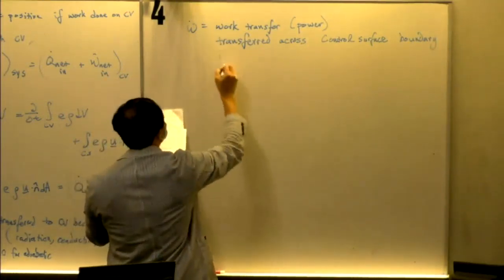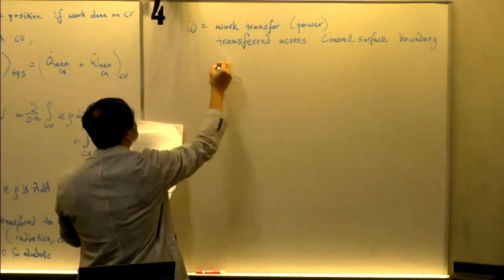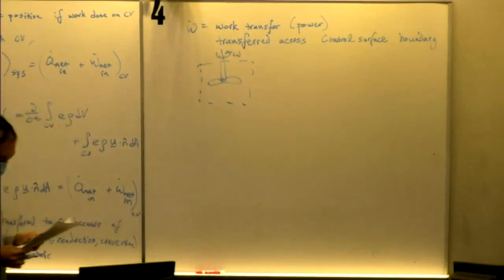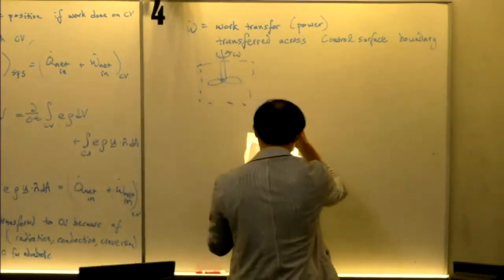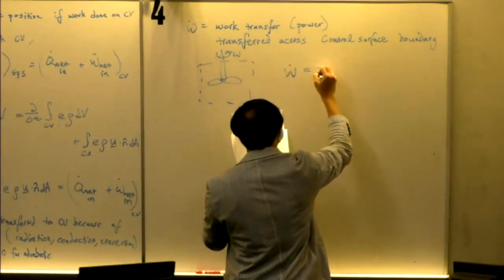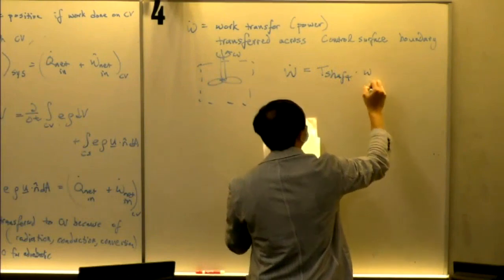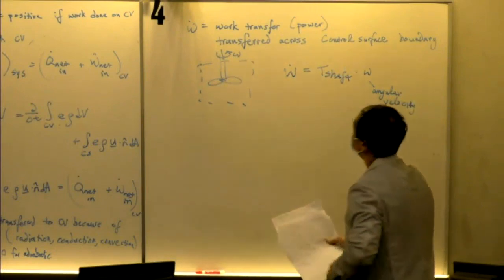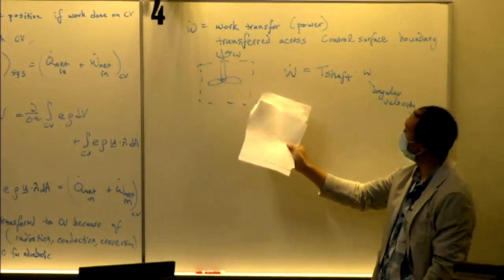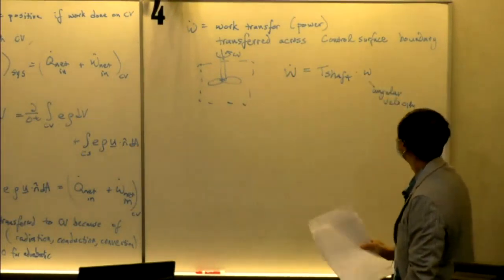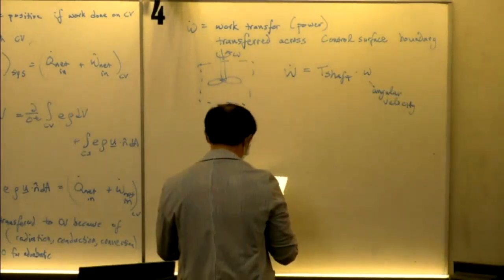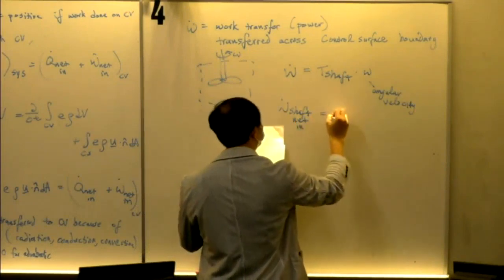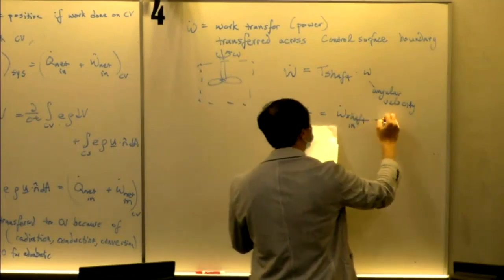So that little figure that we drew in the beginning, we had a little turbine, and this thing is spinning at some frequency omega. And you can imagine a control surface is going to cut through this turbine. In this case, W dot is equal to the torque on the shaft times the angular velocity omega. So if you have a really viscous fluid like water, then it's going to have a huge amount of shaft torque, and you could have a low angular velocity. We defined the shaft net in to be W dot shaft in minus W dot shaft out.